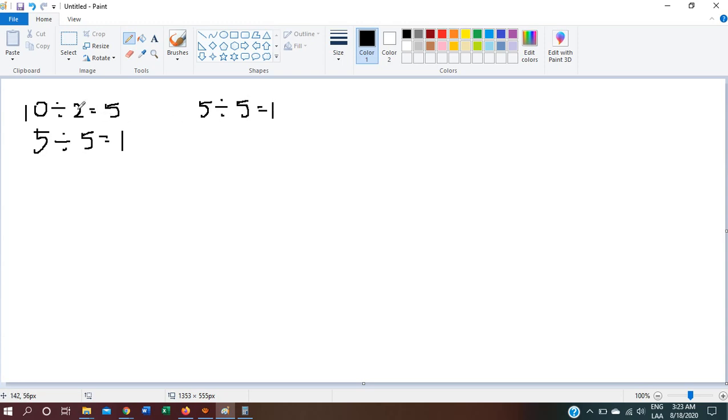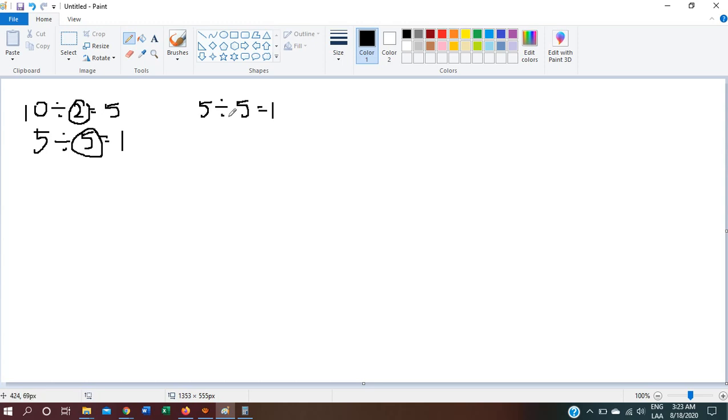So how many 2's are there? On the left side, 1. How many on the right side? None. So this one wins. How many 5's? 1. How many 5's? 1. So it is a tie. So you can circle either. So I am going to circle, I always circle the left one, but you can circle the right one.